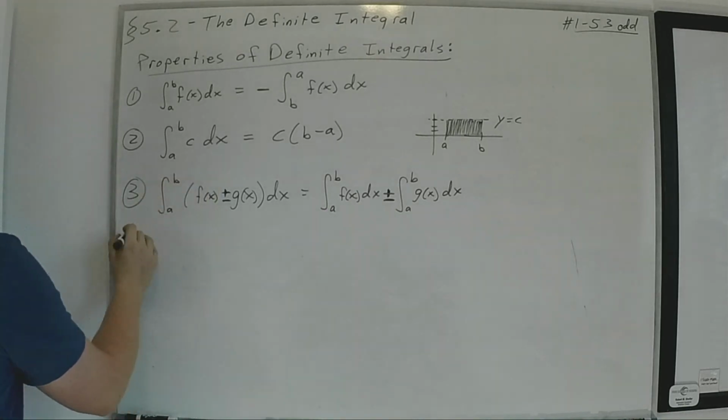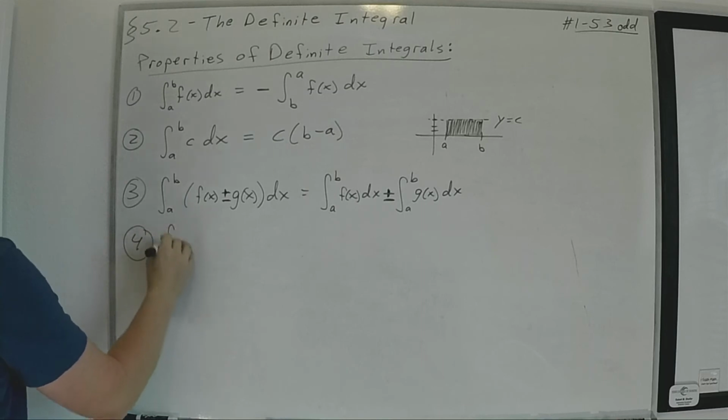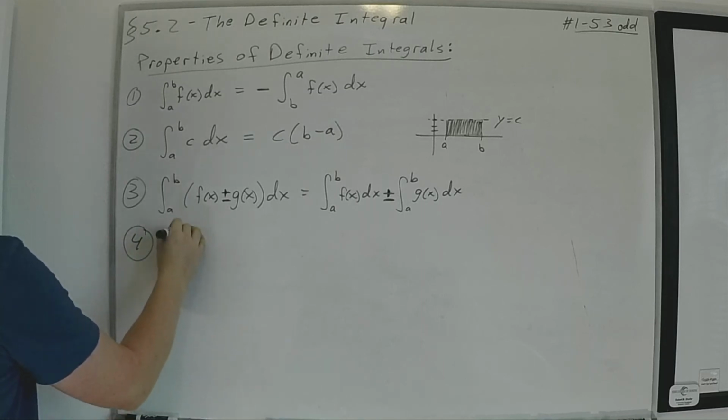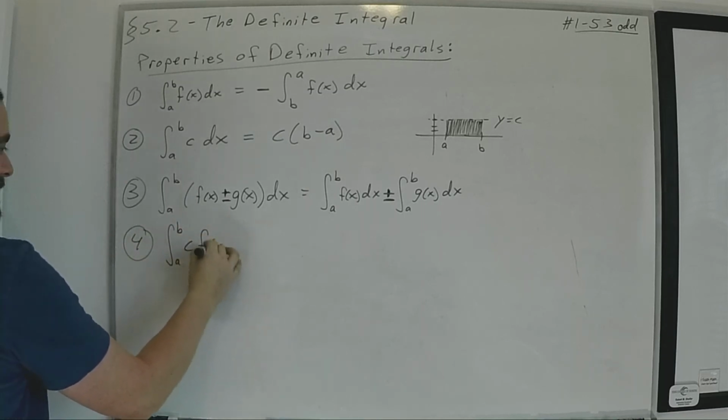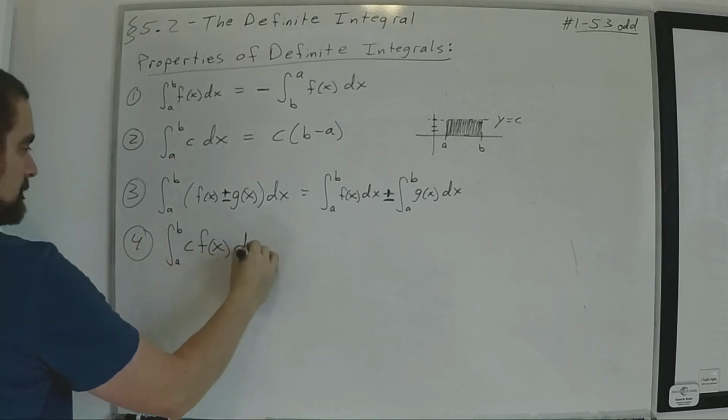And now we can combine some function and some sort of multiple c times f of x integrated from a to b with respect to x.